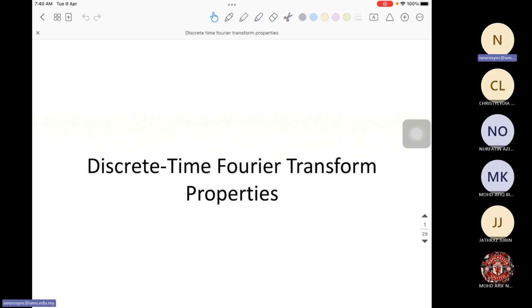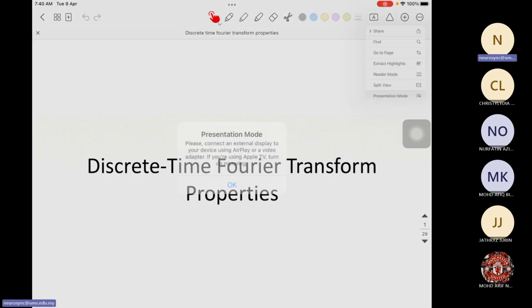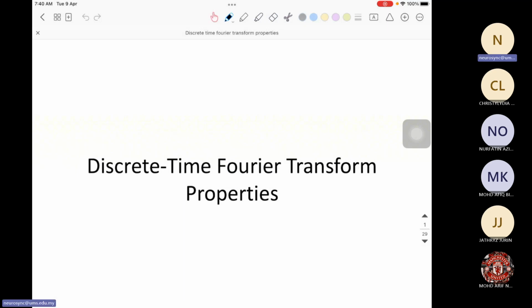So basically this is the transform. In this transformation, we are transferring the natural domain to the frequency domain. So this is basically a mapping of this whole paradigm.